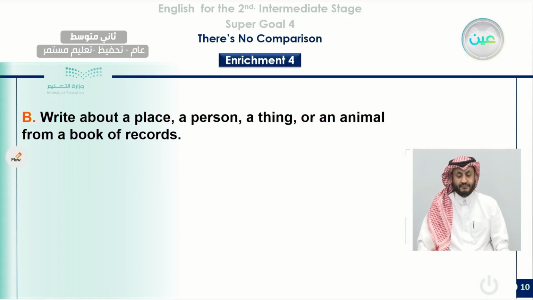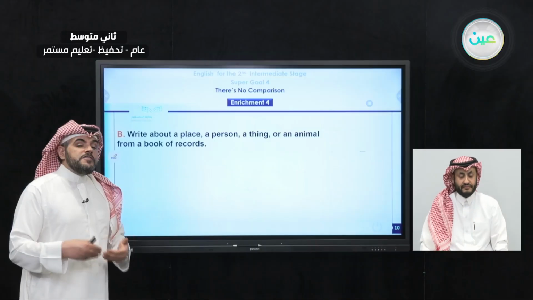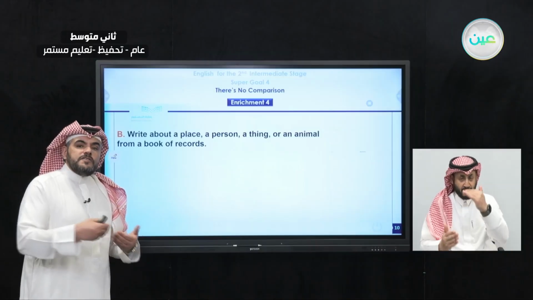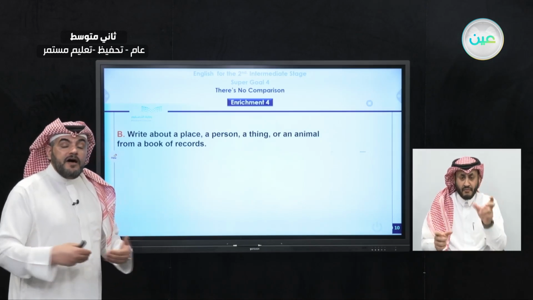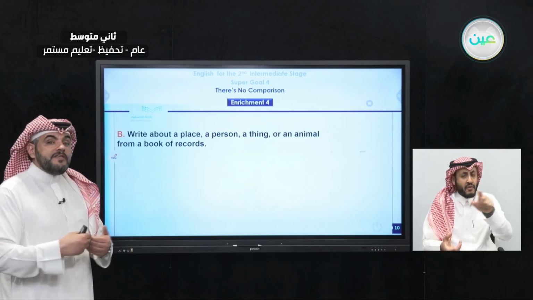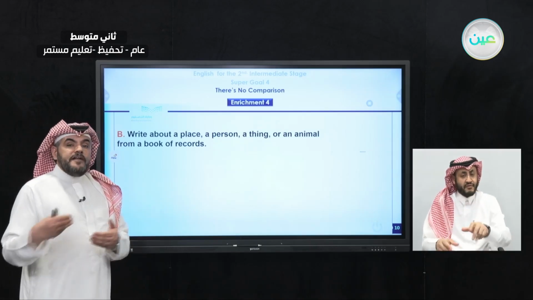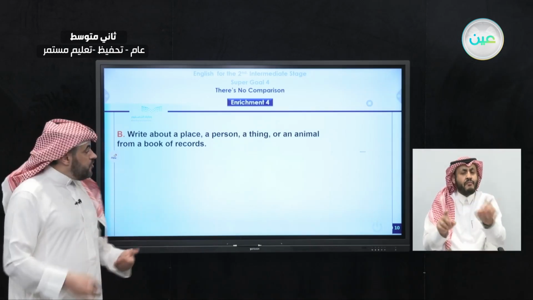Also, you need to write about a place or a person or a thing or maybe an animal from a book of records. What do you mean by book of records? A book of records that have distinguished records, or things that are unique in the world. Nobody had ever done that before. We call it a book of records.